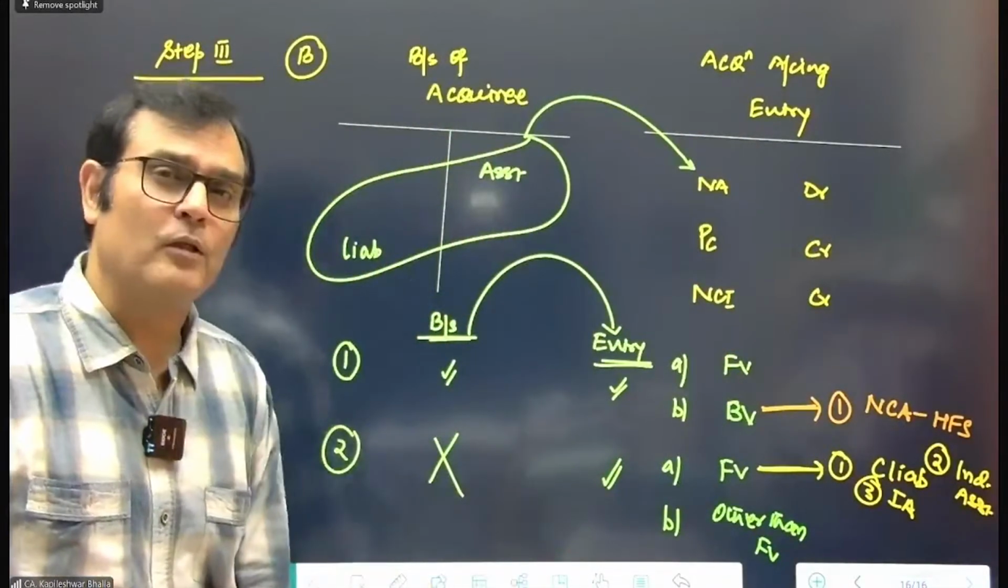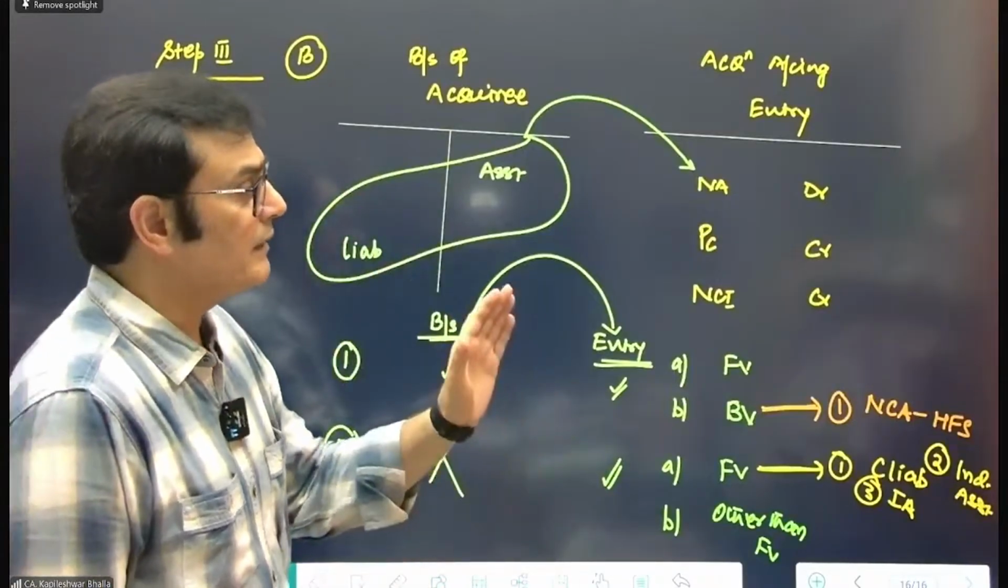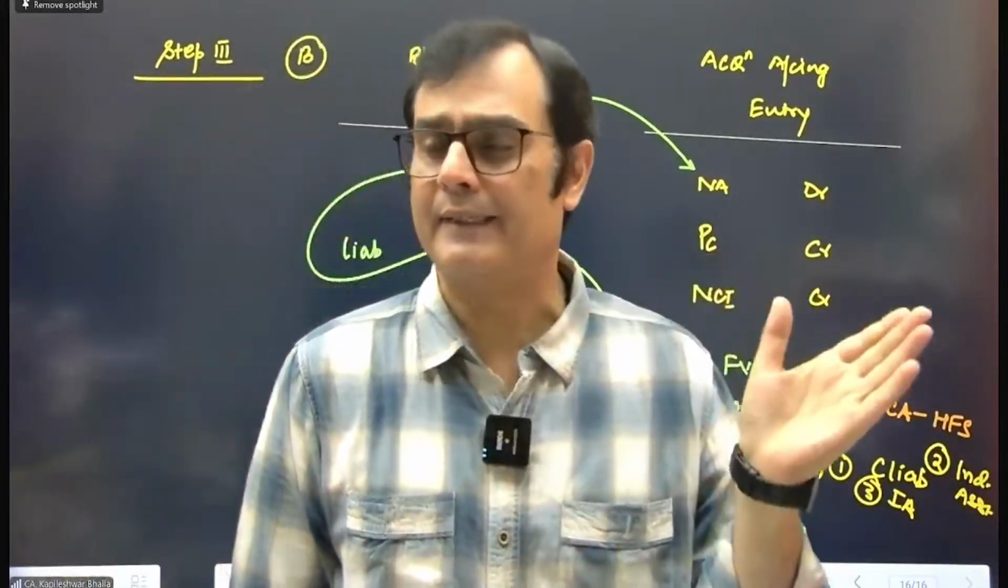Can you give me an example of those assets and liabilities which are not in the balance sheet of the acquiree and are appearing in the acquisition entry, but not at the fair value? We just did that.